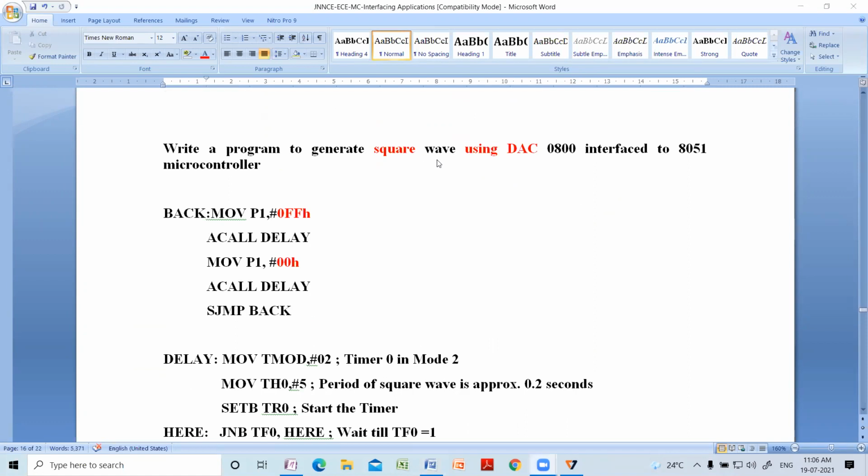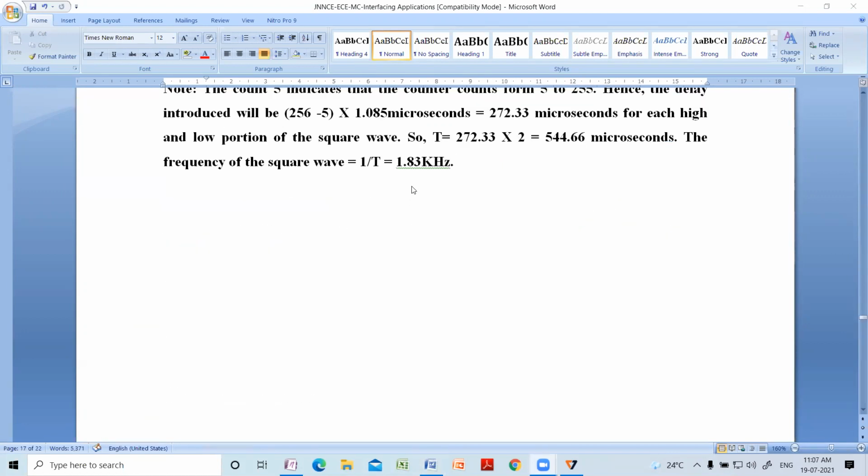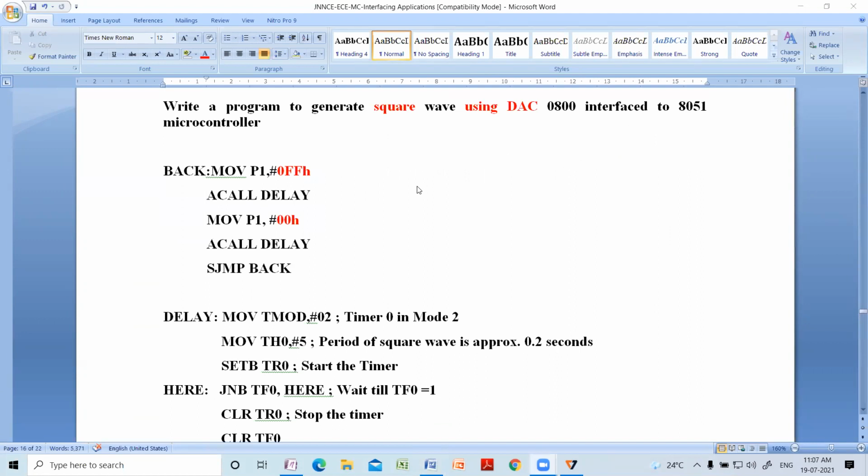So next, write a program to generate a square wave using DAC 0800 interface to 8051 microcontroller. Simple it is. The digital output is FF, that you are moving to P1, and you are calling a delay. Then you are moving 00, and calling a delay. That's repeating.